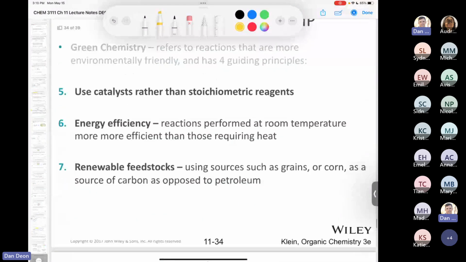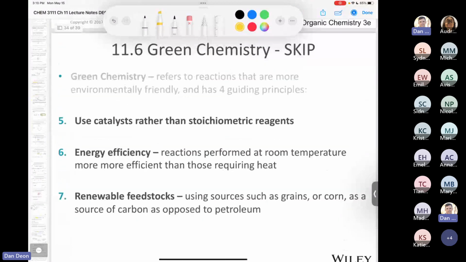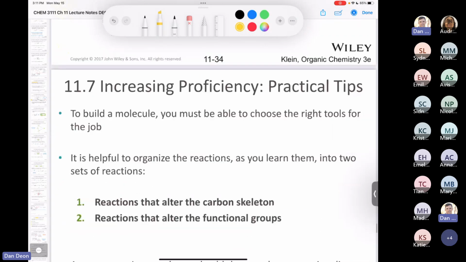And so it's much better for the environment to avoid having all these atoms ending up in the waste. Another thing we like to do is use catalysts because they can be recycled and they prevent the use of stoichiometric amounts. Of course, if we can do a reaction at room temperature as opposed to heating it, that saves electricity, and of course that's better for the environment. And then renewable feedstocks, that's also a good thing because if we can have some kind of renewable source of our starting material, it avoids having to use petroleum products.